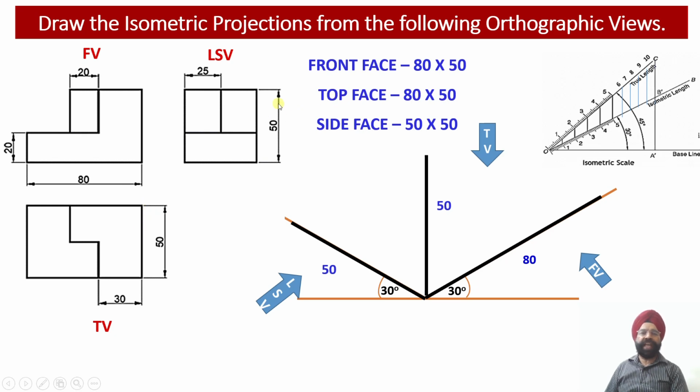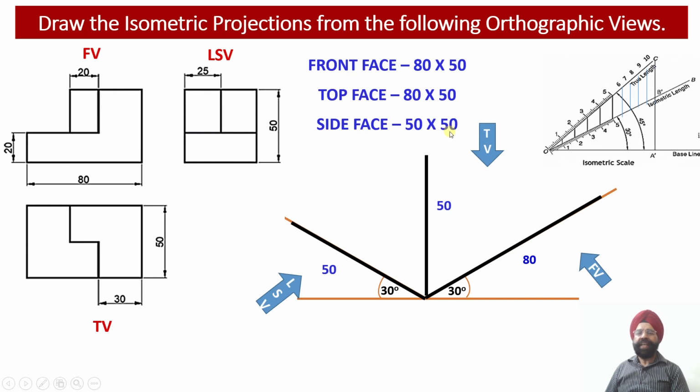Now we move on to the side view. In the side view we can check the width of this component, which is equal to 50 millimeter. This comes from the width in the top view, which is the same as the width obtained in the left side view. The height of the solid also happens to be 50 millimeter. So the side face will be a square of the size 50 millimeter by 50 millimeter.